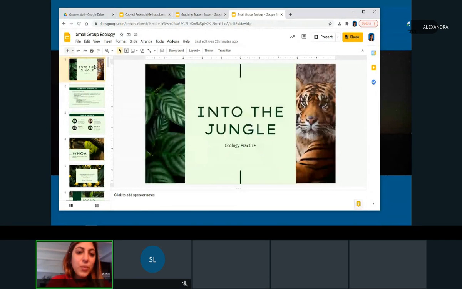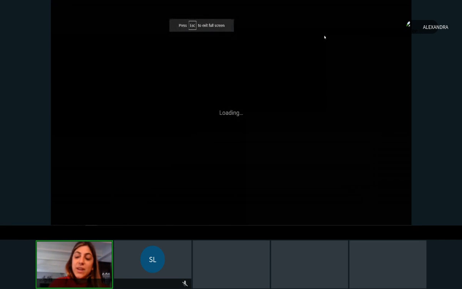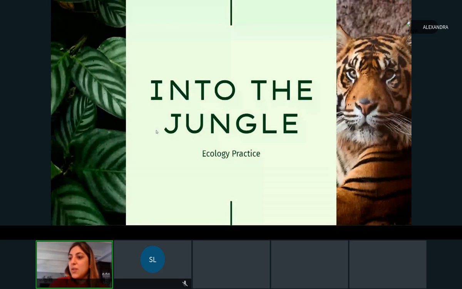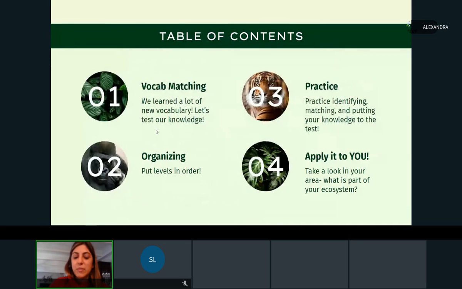Okay, so we are going to be focusing on our ecology practice, and like I was saying, we are going to be matching vocabulary words. And then we are going to be organizing. So remember that we said that everything in biology has to do with different ways that we organize.